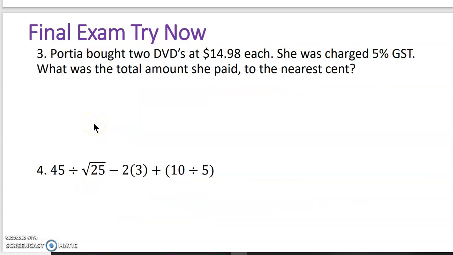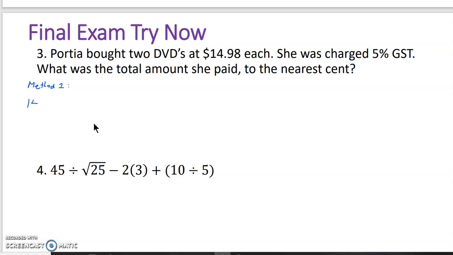For number 3, there's a few ways to solve. So I'd like to go through a few different methods. In this question, they're asking the total amount that Portia paid for these 2 DVDs, including the tax. So one way we can do is to calculate the GST and then add it to the original price. So we can call that method 1. This is particularly useful when you need to know the GST amount.